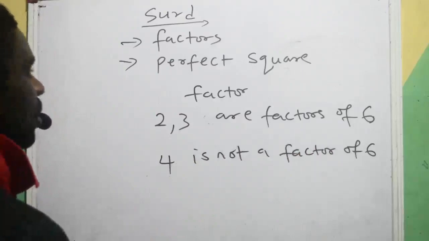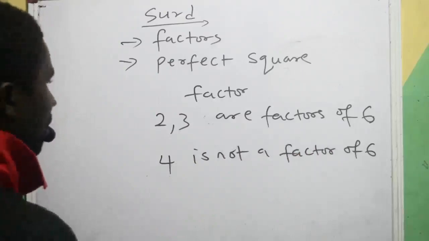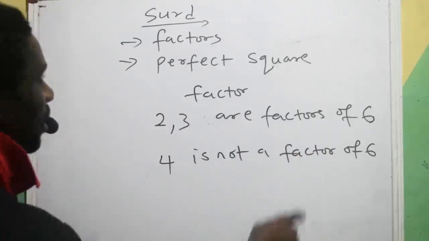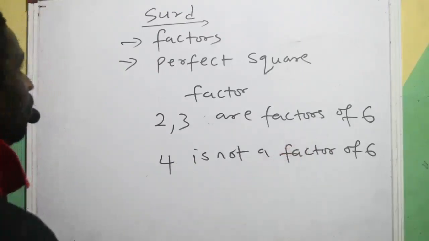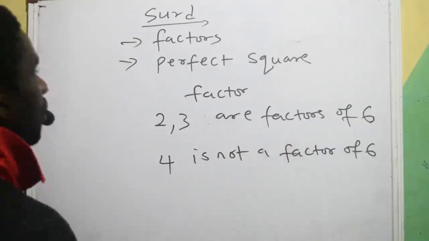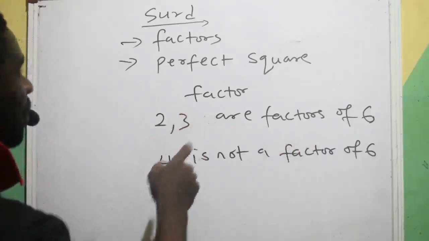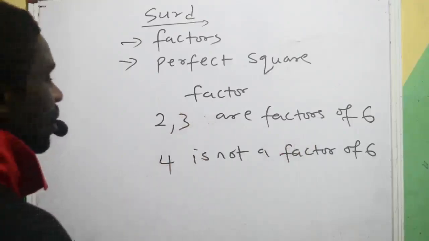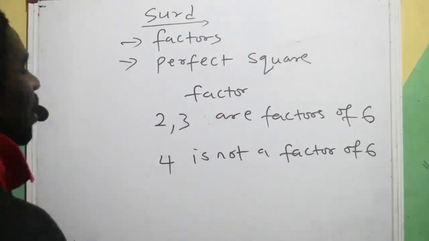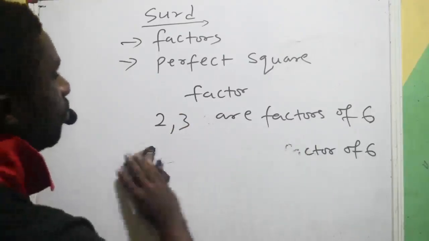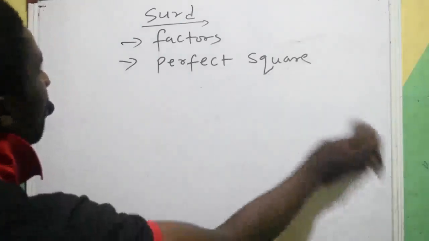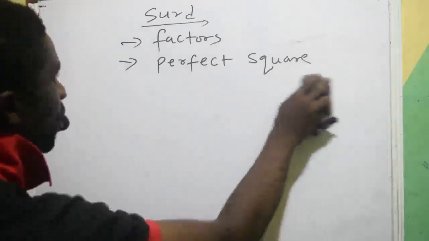So this is how to understand the meaning of factors. A number is said to be a factor if it can divide a particular number in question. Aside from this, I also explained these factors in one of my videos, as HCF. Apart from this, what's the meaning of a perfect square?